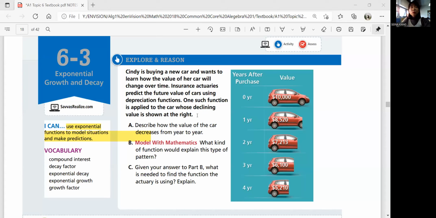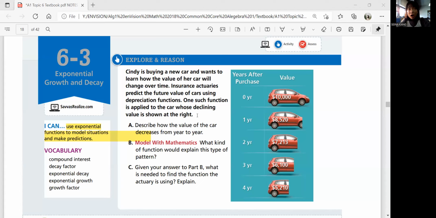Here, exponential growth and decay. In this lesson, we'll use exponential functions to model situations and make predictions. Some key vocabulary in this lesson would be compound interest, decay factor, exponential decay, exponential growth, and growth factor. Let's start with exploring reasoning.